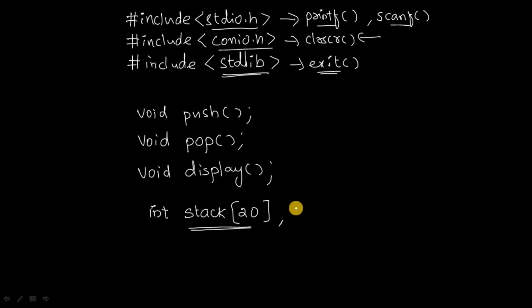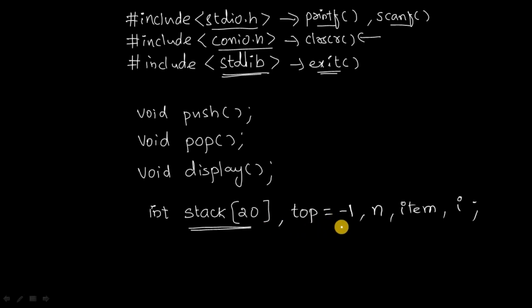Next, there is a variable called top. What is the initial value of top? It is -1 always. That is the initial value, and size of the stack as n, and take one more variable called item, and some intermediate variable i, which is used in loops.